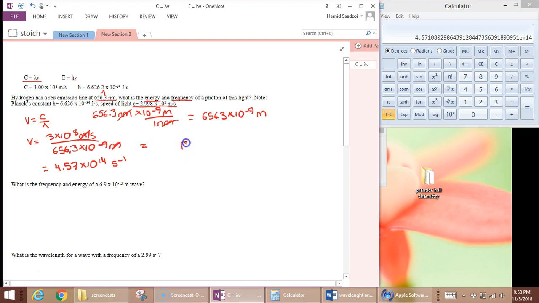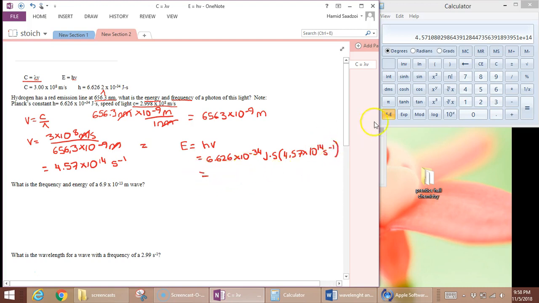Alright, now we can calculate our energy. Energy is going to equal h times v. Remember, h is that huge number, super small number with the negative exponent. So it would be 6.626 times 10 to the negative 34 joules times seconds, times our frequency, which we just solved, 4.57 times 10 to the 14th s to the negative 1.